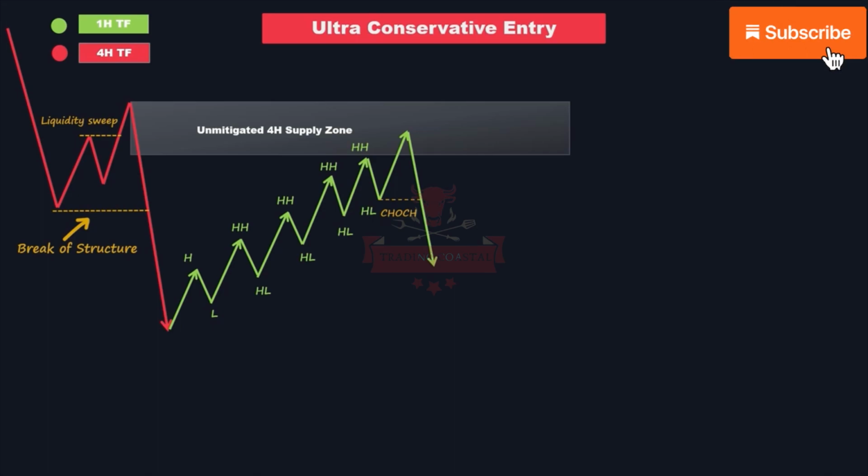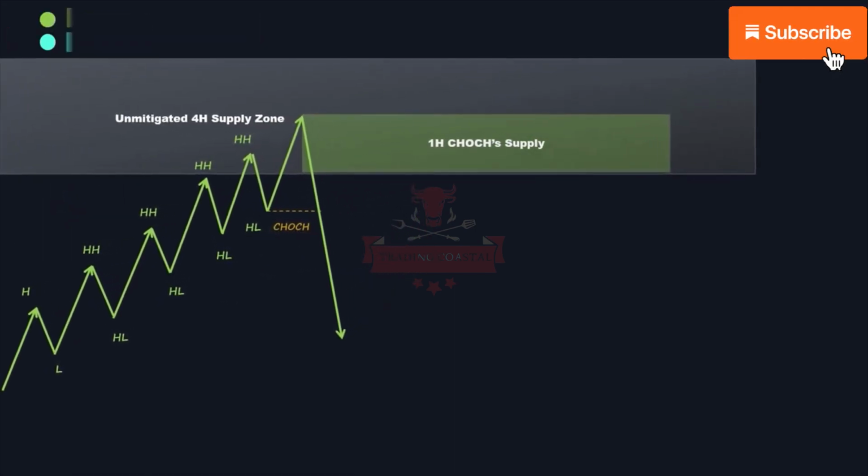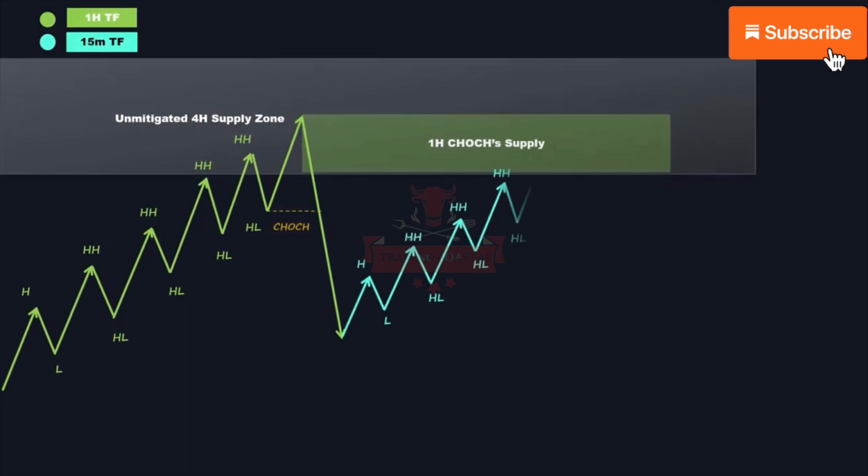First, we should identify and highlight the supply zone generated by the change of character bearish wave. Then we need to zoom into a lower time frame like the 15-minute time frame and patiently wait for the price to tap into the identified 1-hour time frame supply zone to get reversed from it and create a change of character on the 15-minute time frame. Our next course of action is to identify the order block generated by the change of character wave in the 15-minute time frame.